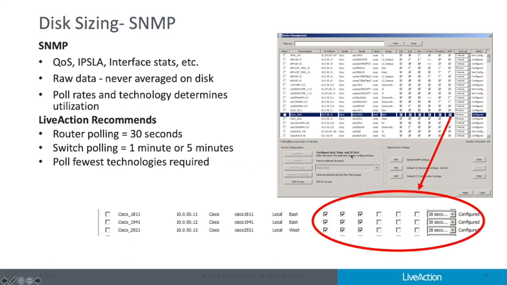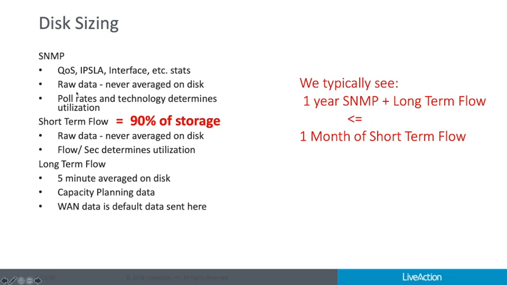If you have some technologies that you're not using, like maybe you don't have IPSLA, or maybe you don't have QoS, you can always just select the technology that you're interested in, so you reduce the overhead on the devices. So you're not trying to pull information that doesn't exist on the devices. This is basically just showing the disk sizing for SNMP, the short-term flow, and then the long-term flow.